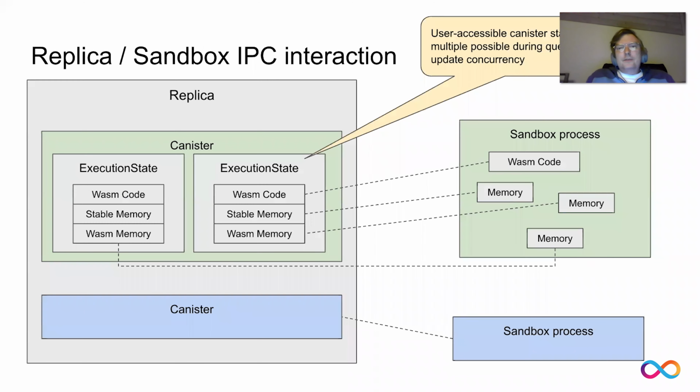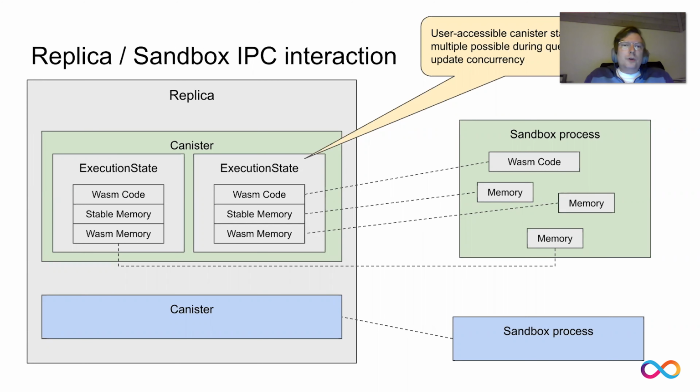Okay, let's have a look at the actual interaction between the replica and the sandbox. As I said, there is one backend process per each canister. And the sandbox processes are structured such that they take over the WebAssembly execution, and they of course need all resources that are required to run the code.